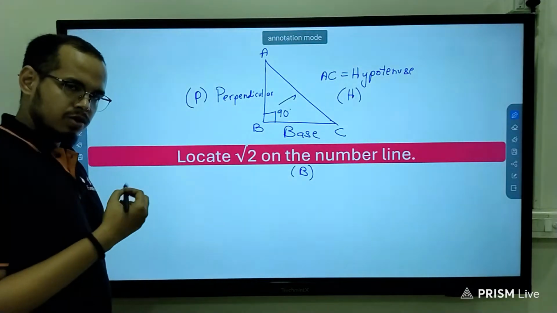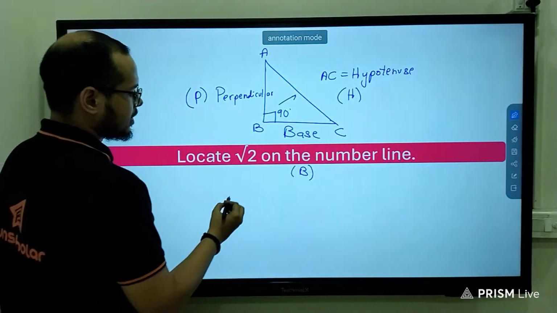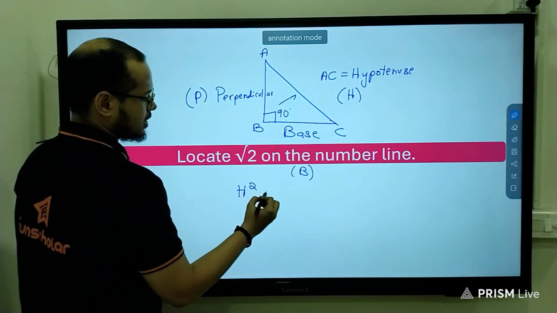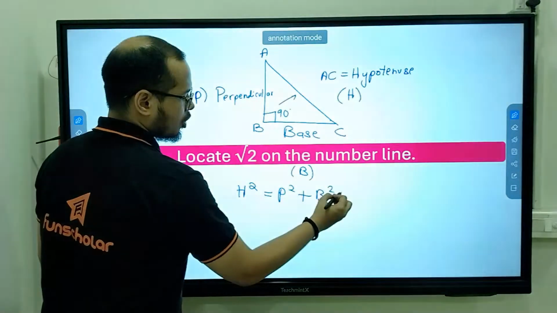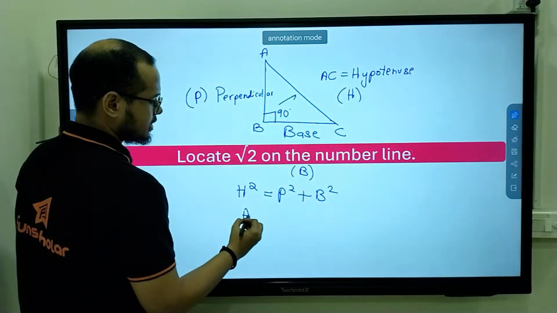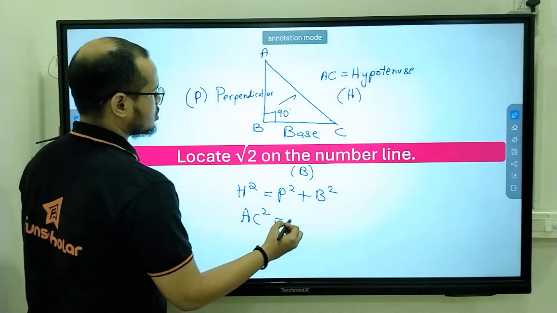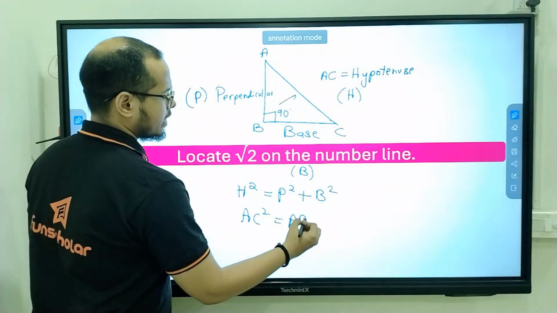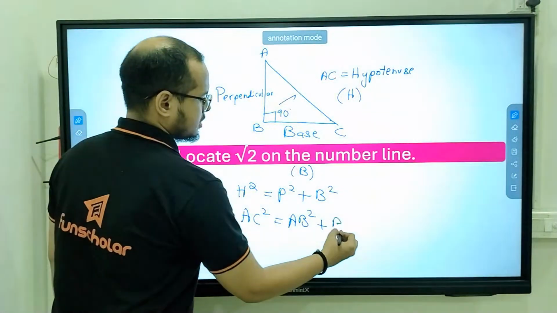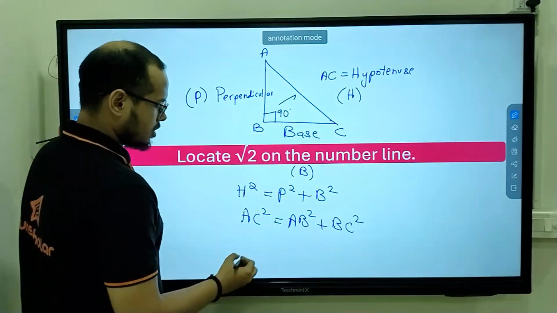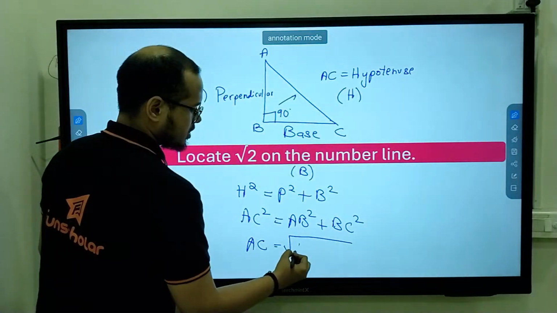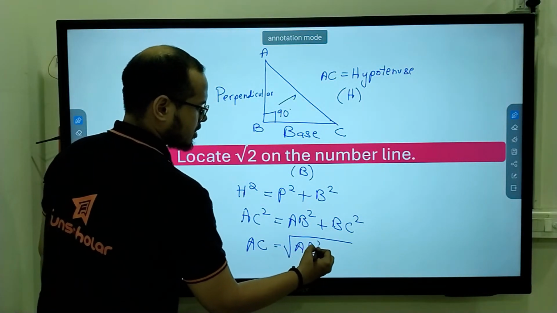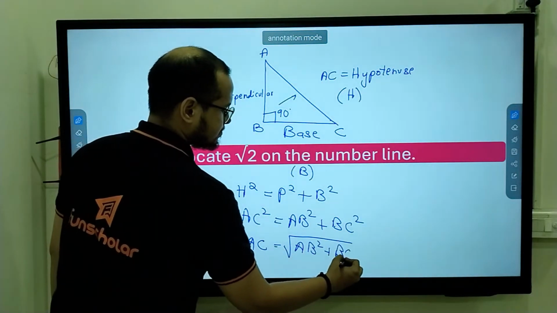So what does Pythagoras theorem signify? It signifies that hypotenuse square is equal to perpendicular square plus base square. In other words, we can write AC square is equal to AB square plus BC square. So we can write AC is equal to root over AB square plus BC square.